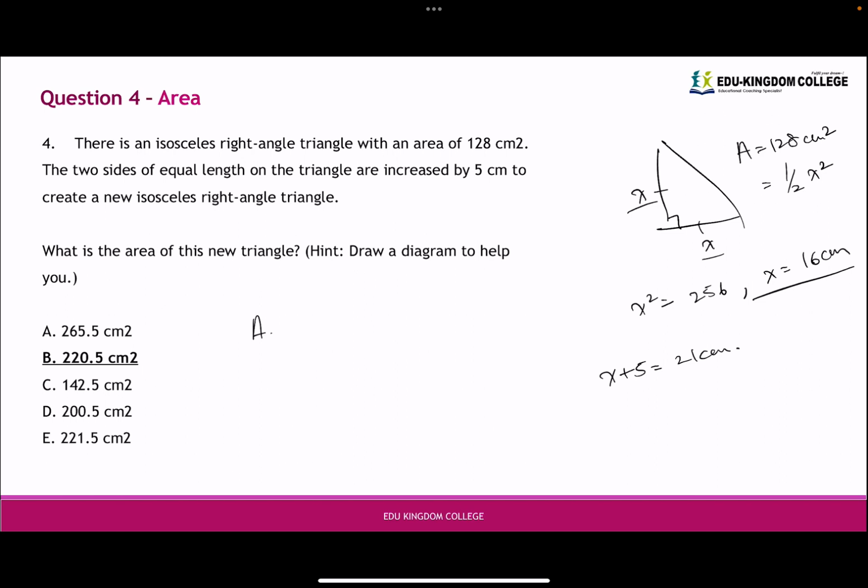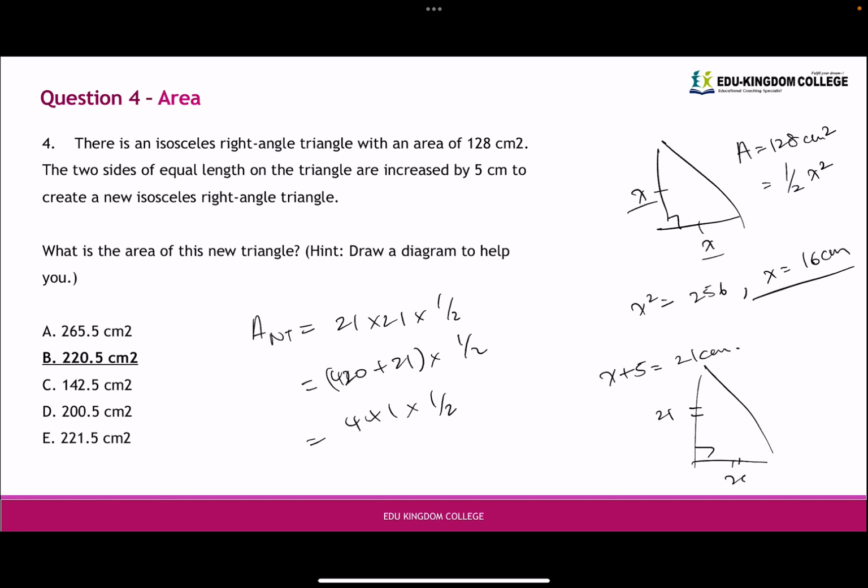So the area of the new triangle, NT, equals 21 times 21 times half, so base times height. Our new triangle is going to look like this. Sorry, that's a bad triangle, but bear with me. So 21, 21, times half. 21 times 20 is 420, and 21 times 1 is 21, so 441 times half equals 220.5 centimeters squared. Alright, so happy days, we have solved that.